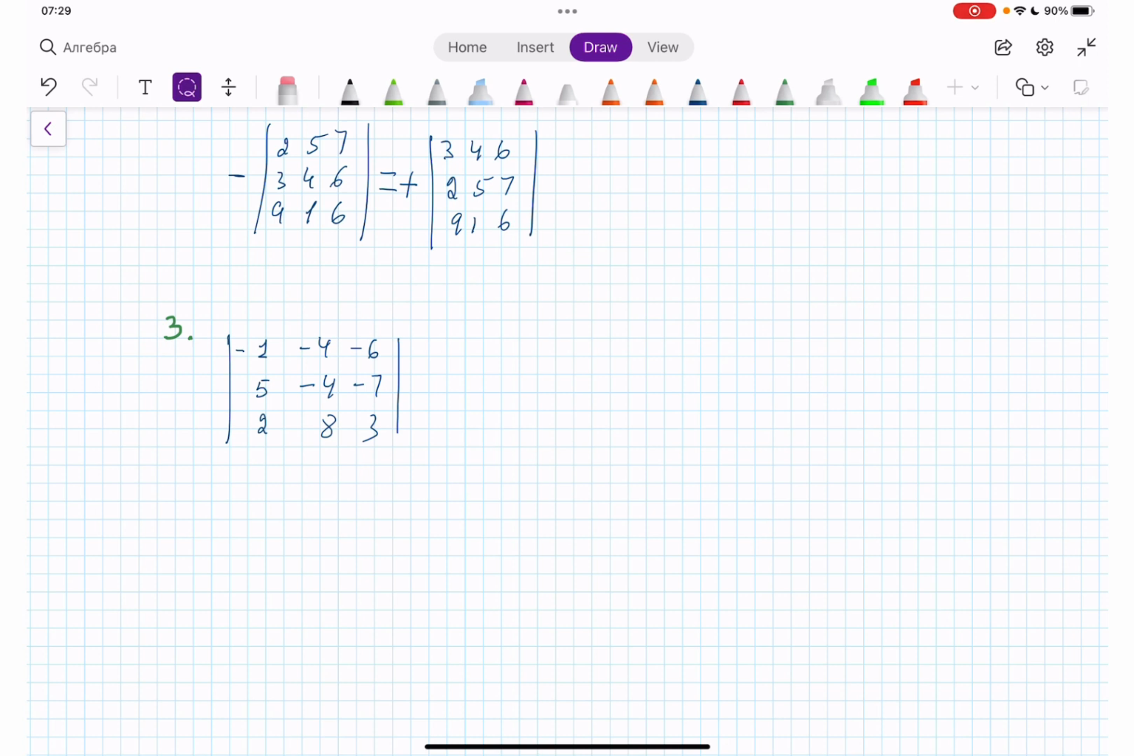So what we are going to do, we are going to take out -1 from the first row, okay? And we are going to get equal, taking negative here, and we get +1, 4, 6, 5, -4, -7, 2, 8, 3. So we took negative sign out and we got this type of determinant.